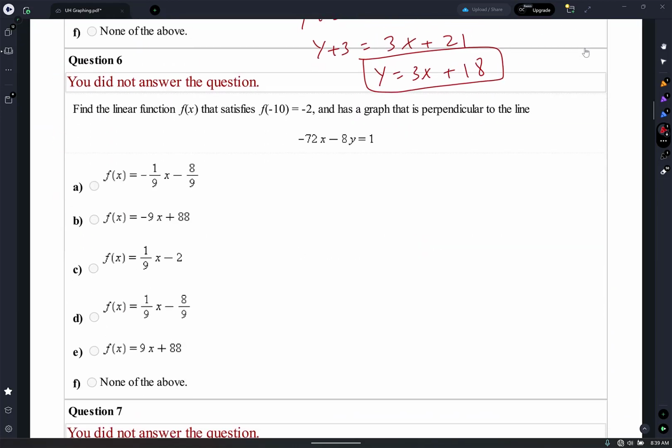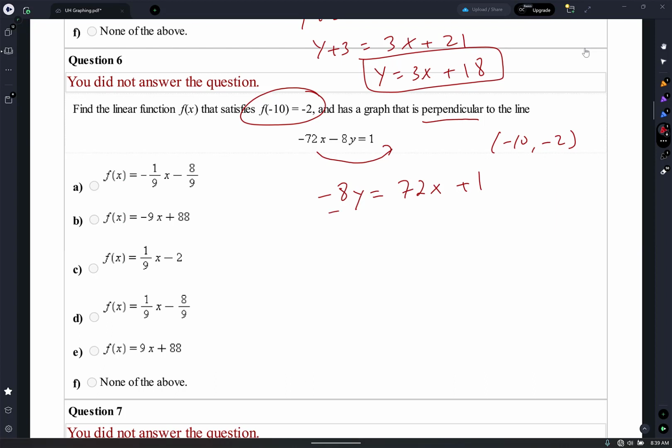Find the linear function that satisfies this point, negative 10, negative 2, that is perpendicular to this line. All right. What do you need for two lines to be perpendicular to each other? Do you guys remember? The slopes have to be opposite something. Opposite, and it starts with an R. Second letter E. Third letter C. Opposite reciprocals, guys. Opposite reciprocals.